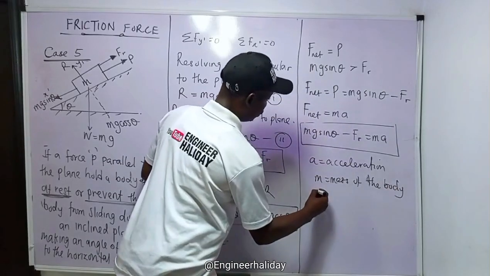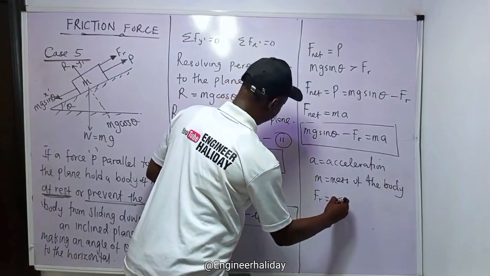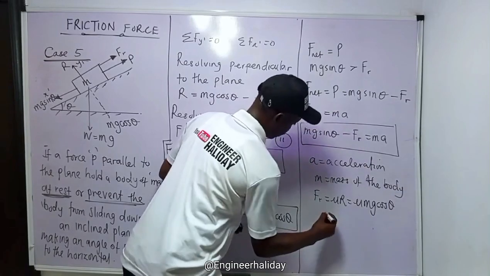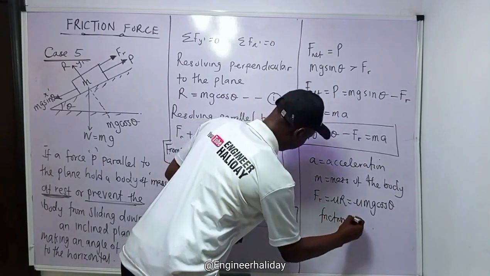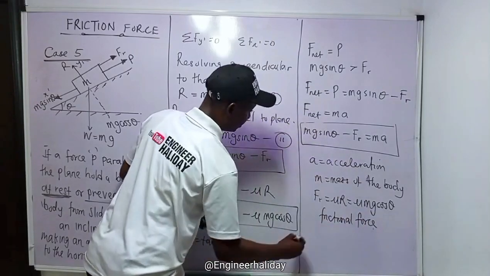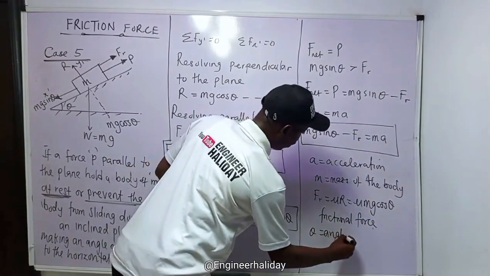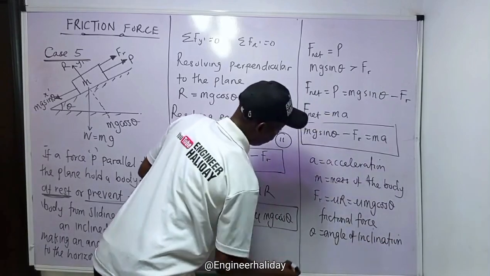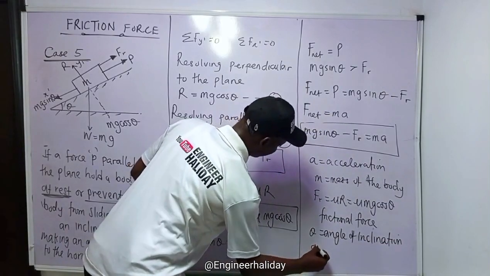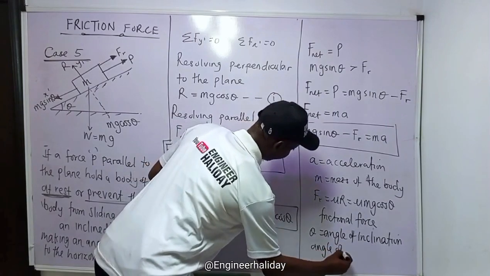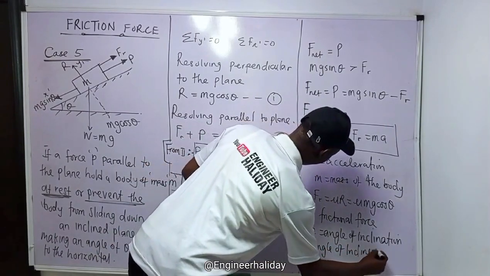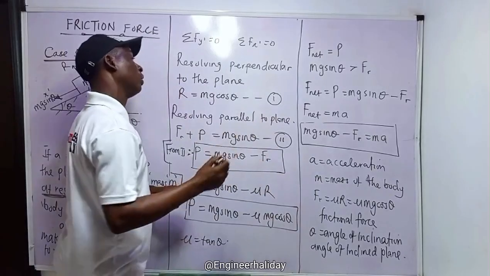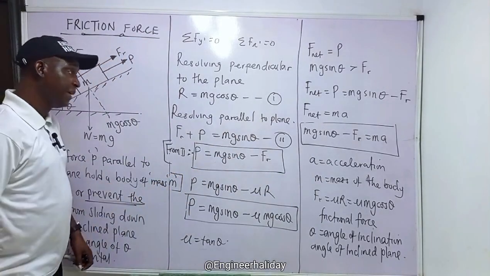Your Fr is mu R, which is mu mg cos theta, which you call the frictional force. Don't forget, theta is the angle of inclination, or angle of the inclined plane. They will give you the same thing, and it applies to all. So that is just that.